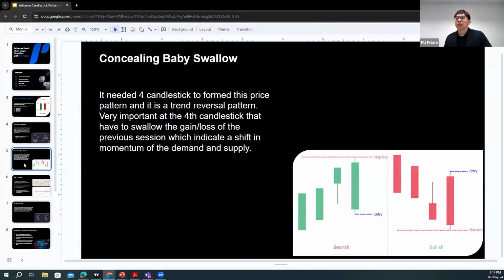And then next is the concealing baby swallow. This needs about 4 candlesticks to form this pattern. This is also a trend reversal signal for you guys, and I think it will happen more often than the previous candlestick pattern. Because in Forex we don't stop from Monday to Friday, non-stop 24 hours, so hardly will you get a gap, but this one is mostly going to happen.